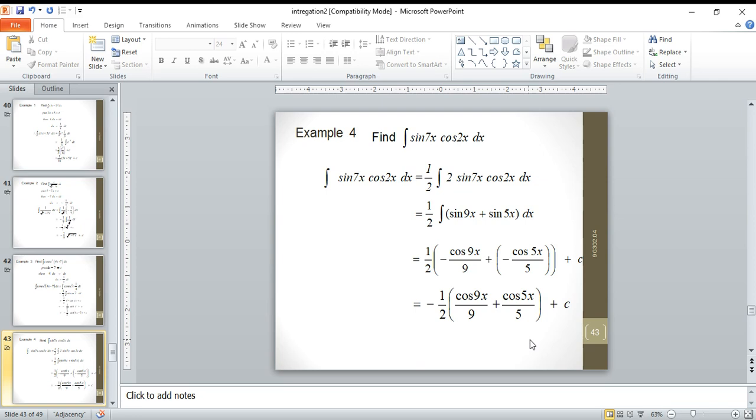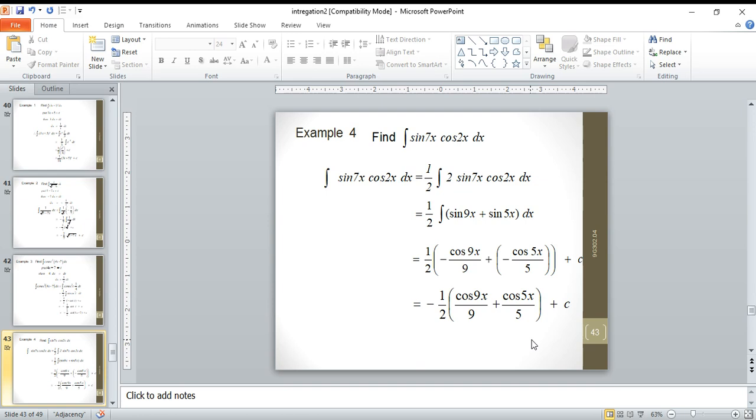We don't have a direct formula. We use the 2 sin a cos b formula. Multiply and divide with 2.